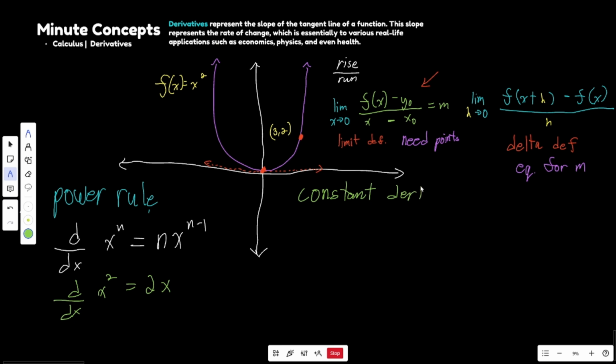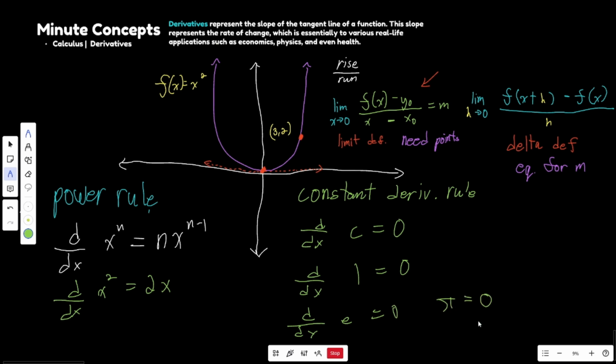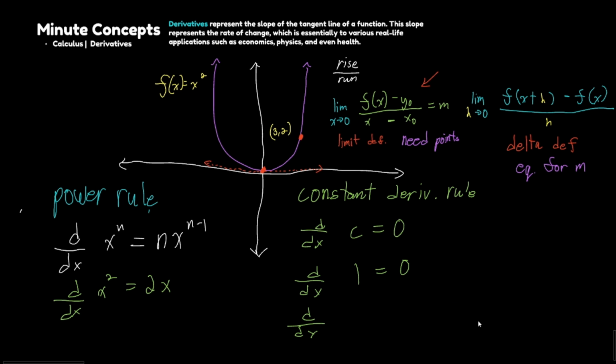Constant derivative rule. The derivative of any constant c is equal to 0. So if I want to differentiate, for example, 1, that's 0. If I want to differentiate constants like e, that's 0. Pi, that's 0. That's important for you to know because while they look like variables, e and pi are actually constants. They are numbers that never change.